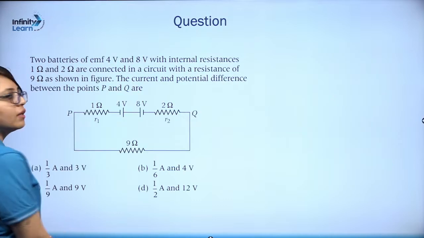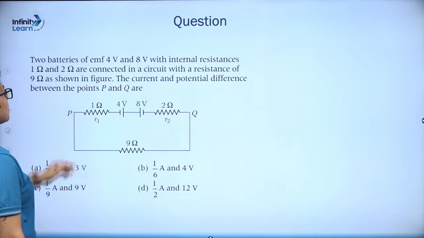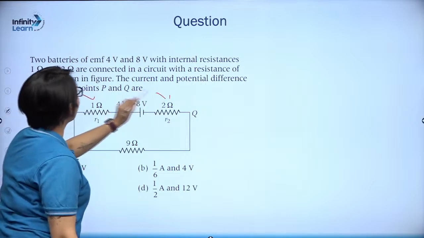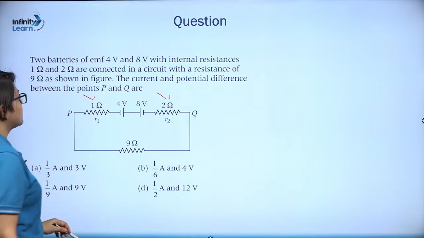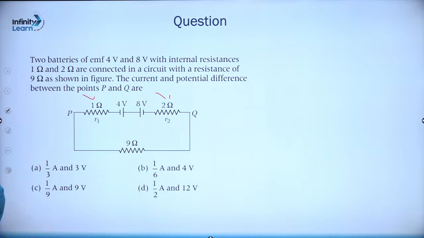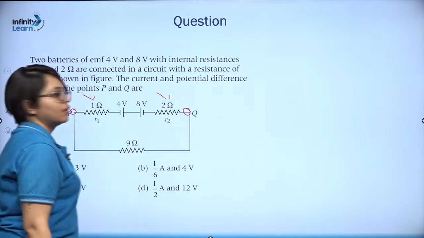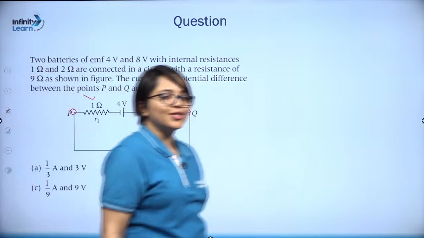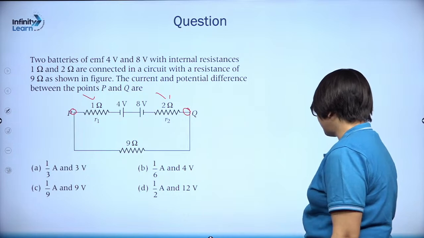Next is this one, try this one. 2 batteries of EMF 4 and 8 with internal resistance 1 and 2 ohm each are connected in the circuit with a resistance of 9 ohm as shown in the figure. What is the current and potential difference between point P and Q? Right, try this one, chalo. What is the current and potential difference between point P and Q?